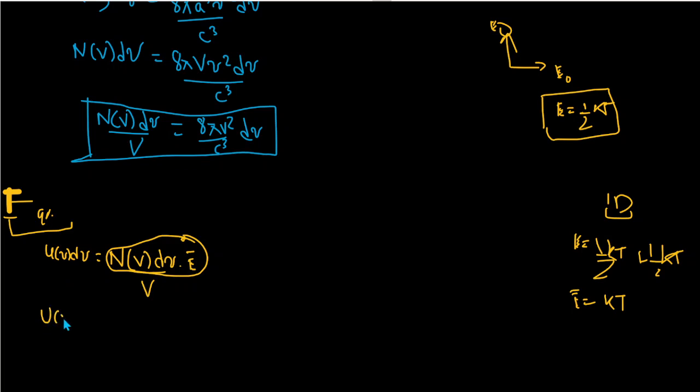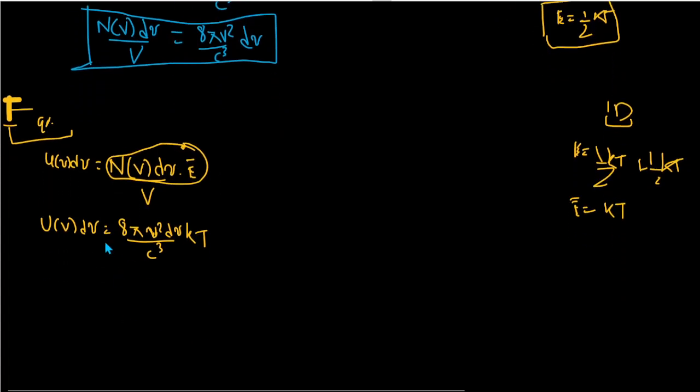So now, in a more general form, E(ν) dν is equal to 8π ν² dν divided by c³ times the average energy kT.